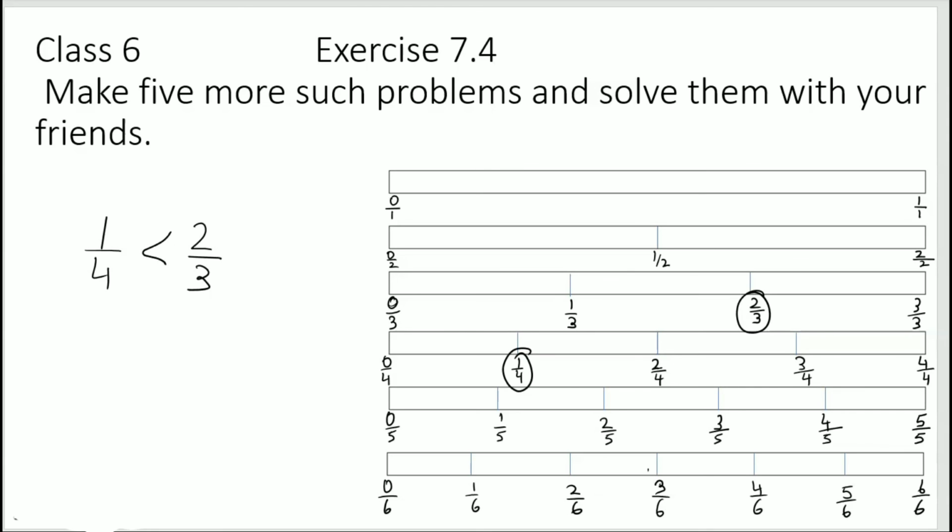Then you can take any of the fractions given here. So let's say I take 3/6 and 1/3. So 3/6, 1/3. And if I shade this portion here and I shade this portion here, 3/6 gives me greater length. So 3/6 is greater than 1/3. Similarly, you have to make your own problems.